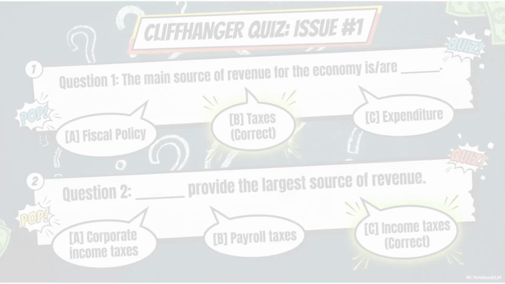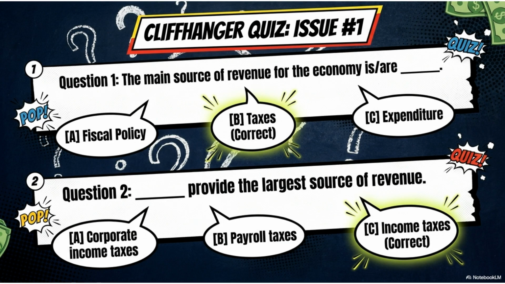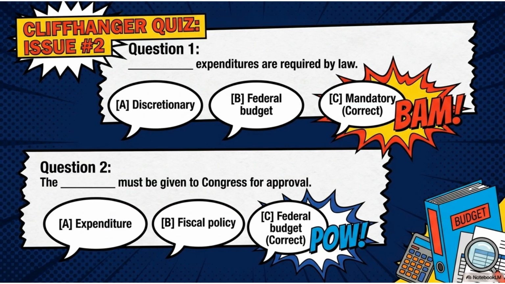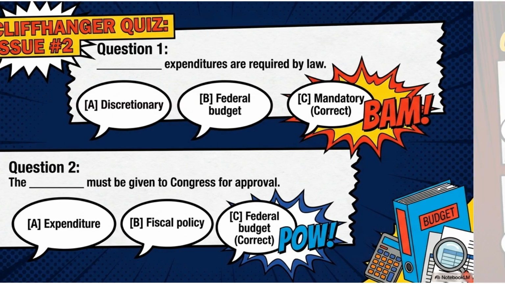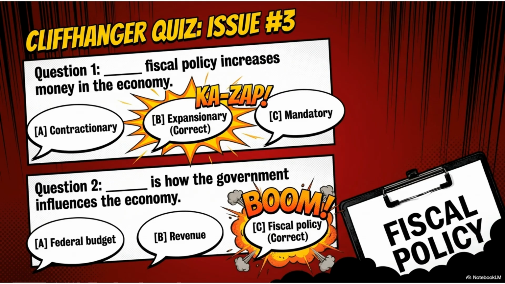Let's test your knowledge. The main source of revenue for the economy is taxes. And which taxes provide the largest source of revenue? Income taxes. Question 1. Mandatory expenditures are required by law. Question 2. The federal budget must be given to Congress for approval. Question 1. Expansionary fiscal policy increases money in the economy. Question 2. Fiscal policy is how the government influences the economy.